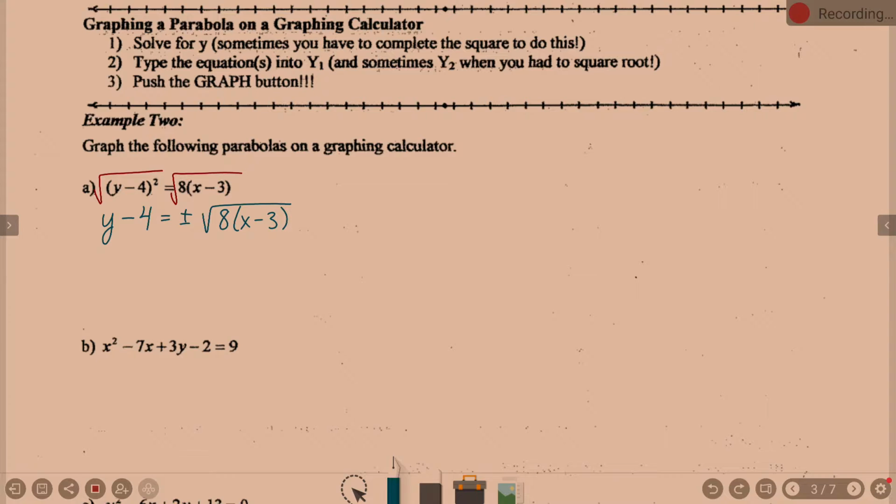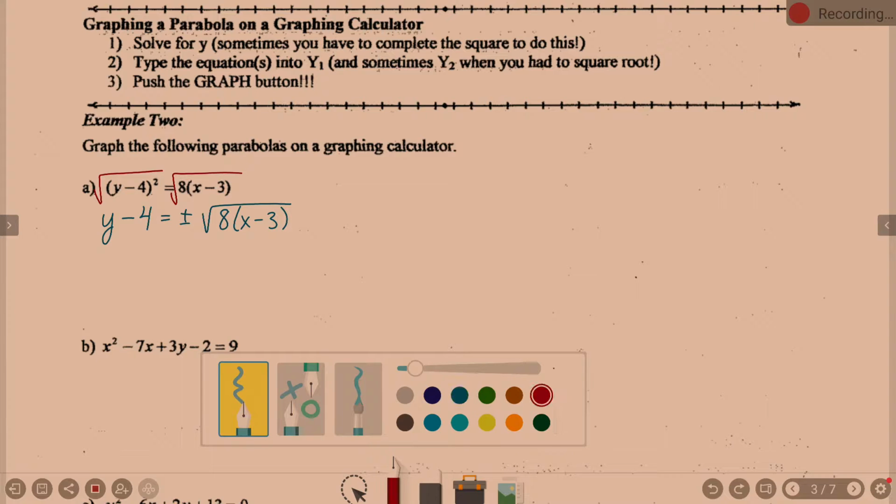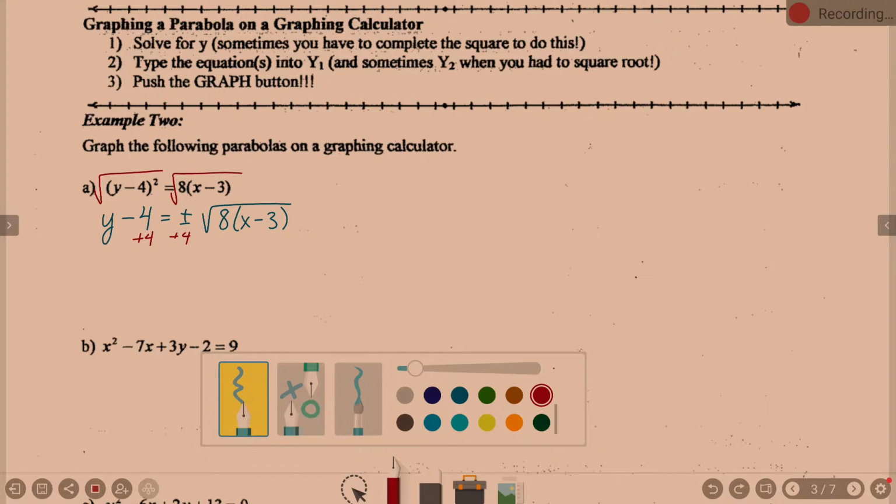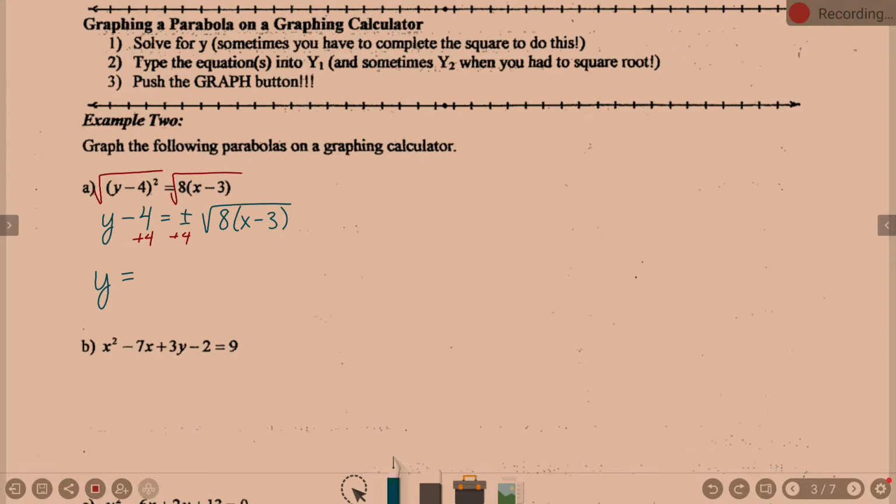You're going to have to add 4 to both sides. When I write this, y equals, I like to have my plus or minus in the middle of two things. So I'm going to say 4 plus or minus the square root of 8 times x minus 3. And that's what you're graphing.